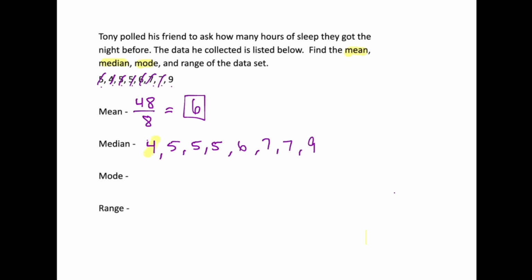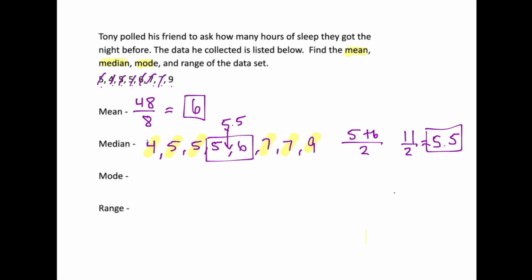Now we're going to cross numbers off from the front to the back until we reach the middle. Notice that we have 2 middle numbers. When you have 2 middle numbers, you're going to add them up and divide by 2. 5 plus 6 is 11, and 11 divided by 2 is 5.5. Notice that 5.5 is exactly in between 5 and 6.